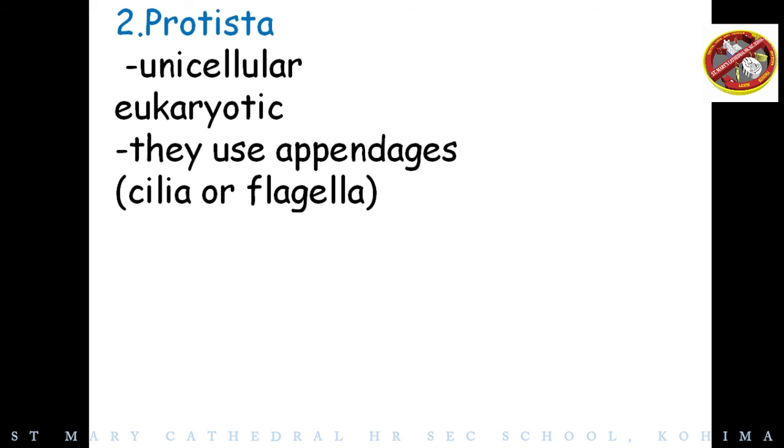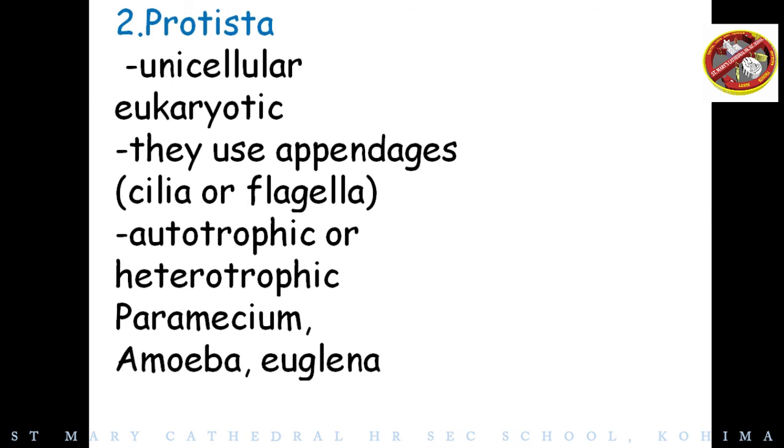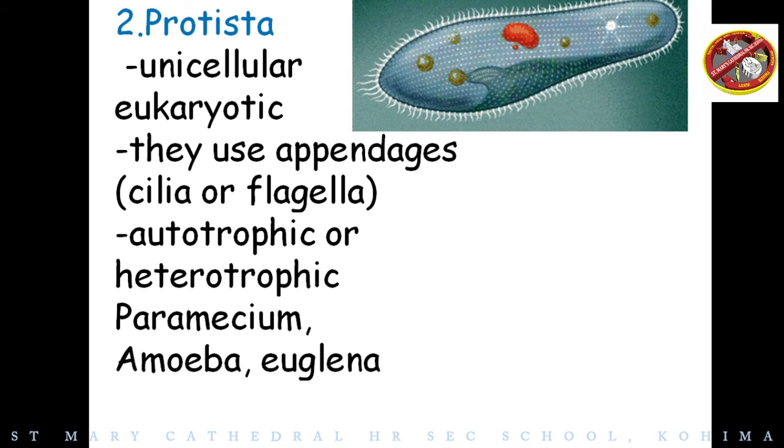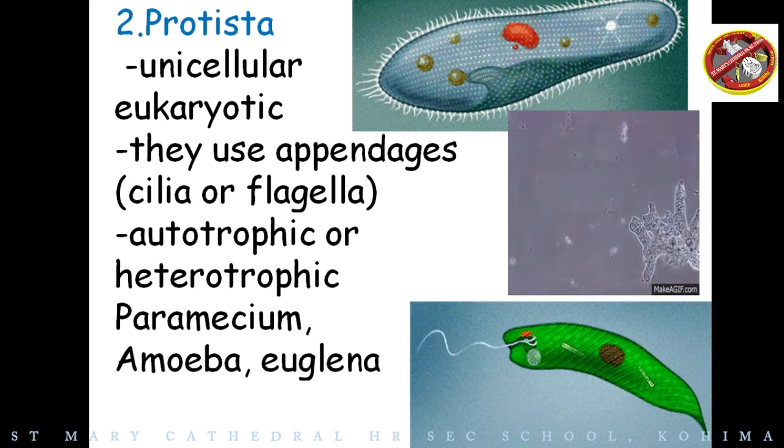The next group is Protista. Protista are unicellular eukaryotes. They use appendages like cilia or flagella. They may be autotrophic or heterotrophic. Examples are Paramecium, Amoeba, Euglena. These are examples of Paramecium, Amoeba, Euglena.